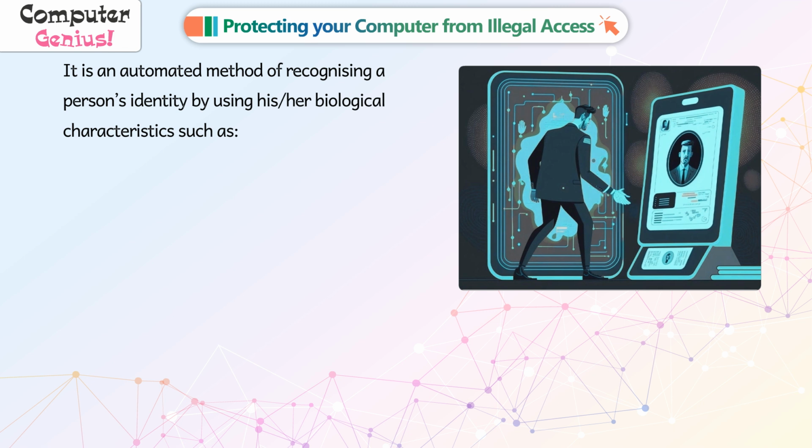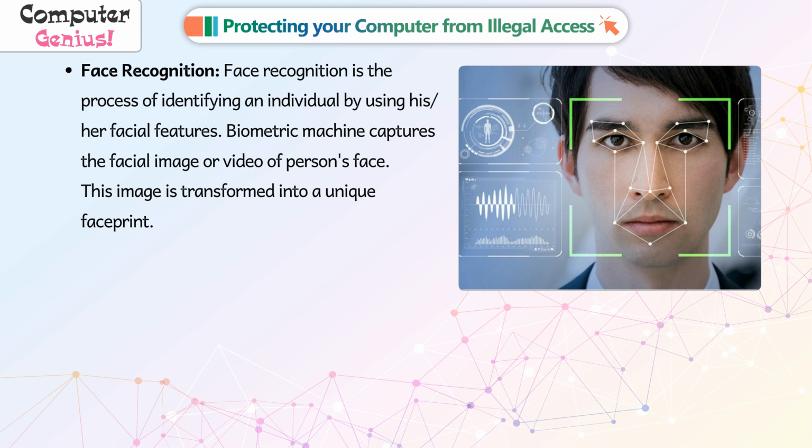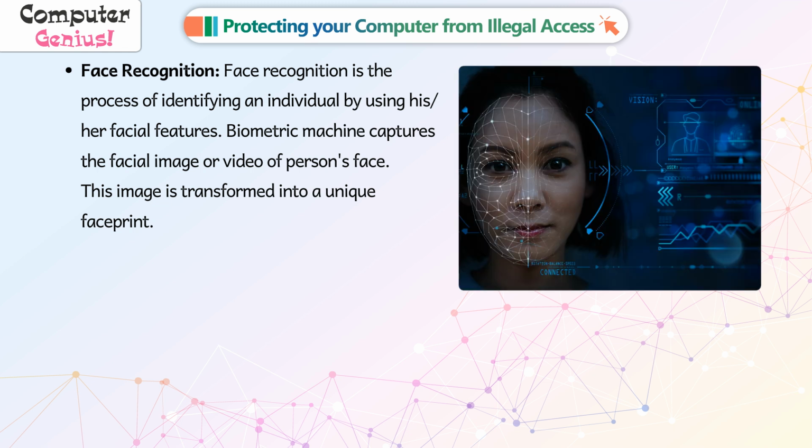It is an automated method of recognizing a person's identity by using his or her biological characteristics such as face recognition. Face recognition is the process of identifying an individual by using his or her facial features. Biometric machine captures the facial image or video of person's face. This image is transformed into a unique face print.